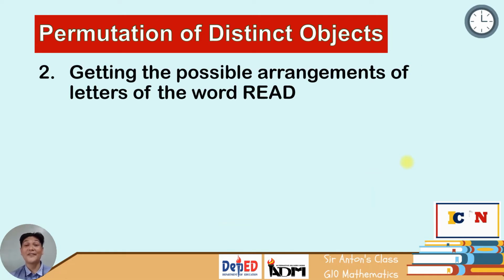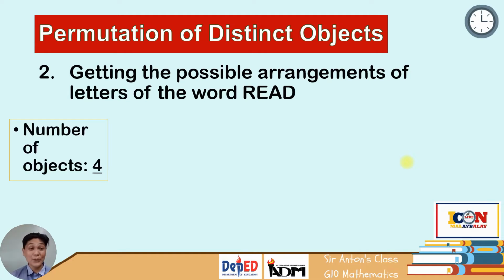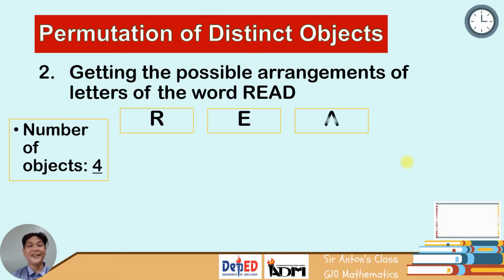Okay, let's answer now the second example. Getting the possible arrangements of letters of the word read, or R-E-A-D. Are you ready? So we have the number of objects, which is 4 or 4 letters. Let us make use of the tree diagram. So these are the objects or the letters of the word read, or R-E-A-D.